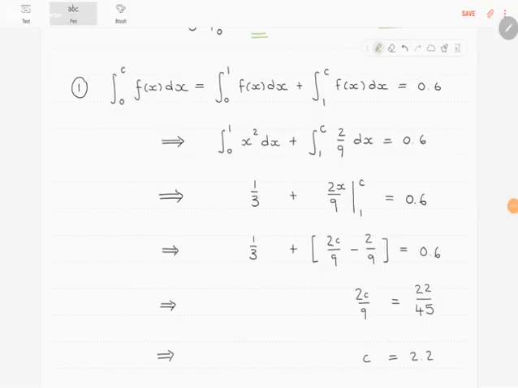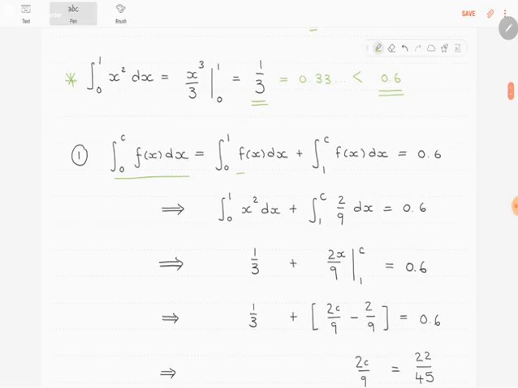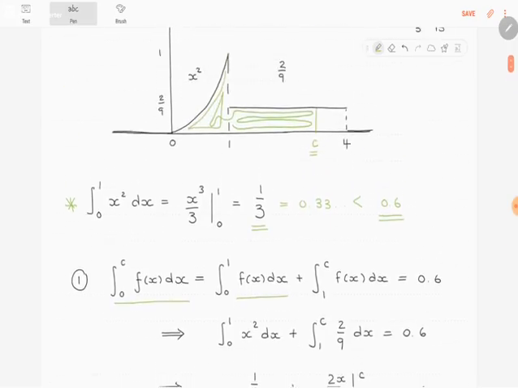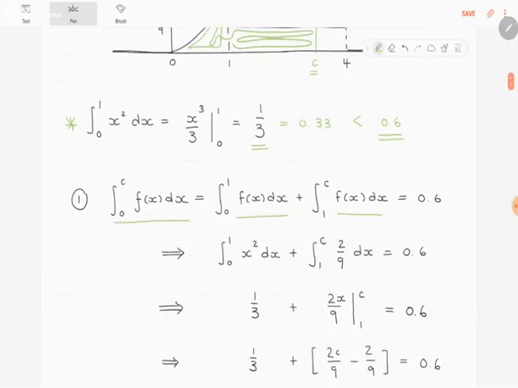Okay, so we want to integrate from 0 to c over our function. But remember, c is sitting in the second region, so I'm going to have two things to integrate over. I need to integrate over 0, 1 in the first region, x squared, and then from 1 to c on the second part of fx. If you substitute the relevant functions, here it's x squared, which I already calculated previously. So we did it already in here.